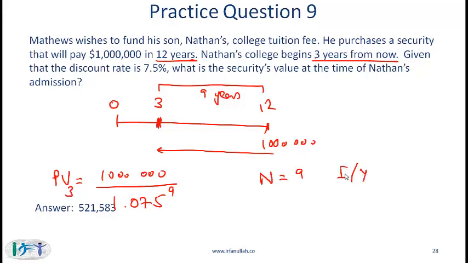The interest rate is equal to 7.5. The PV is what you are going to compute. Payment 0 and FV is equal to 1 million.